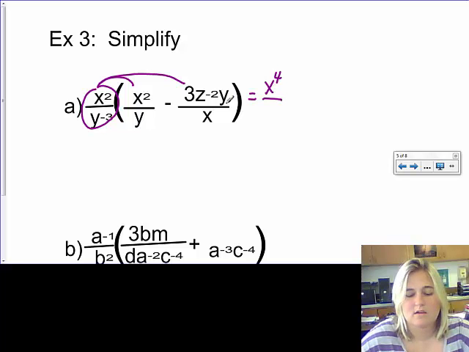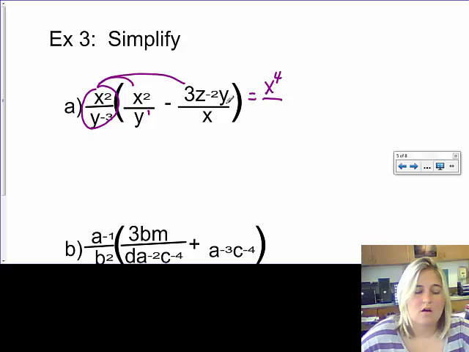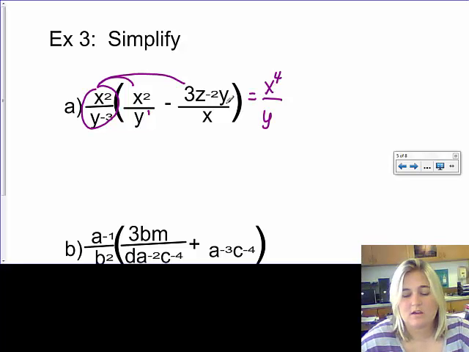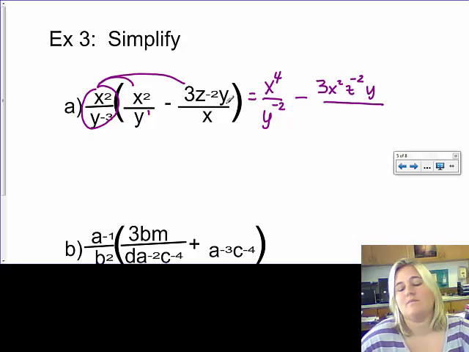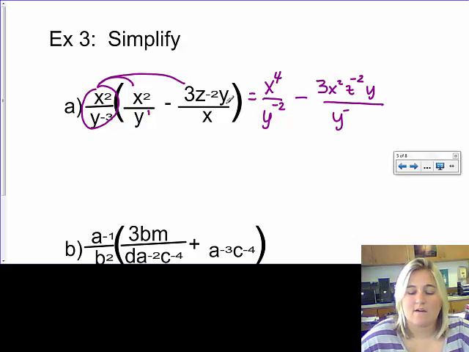y to the negative third times y to the first. Remember, I add the exponents, so negative 3 plus 1 will give me y to the negative second, minus, I have 1 times 3, which is just going to give me a 3, and then I don't have any like bases on top, so I have x squared z to the negative second y over y to the negative third times x, which are not like terms, so I'm just going to write y to the negative third x. Now, I have a couple problems here.